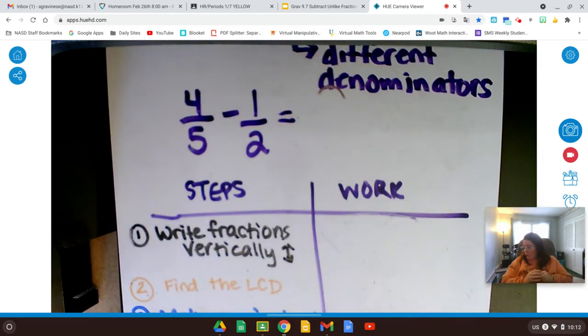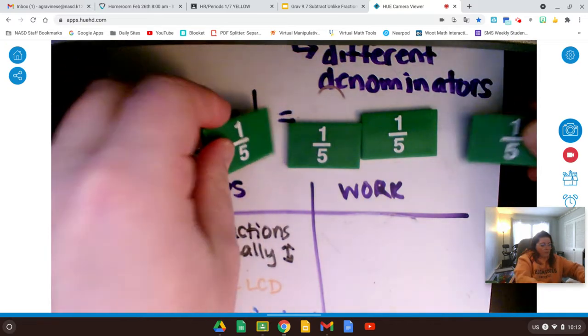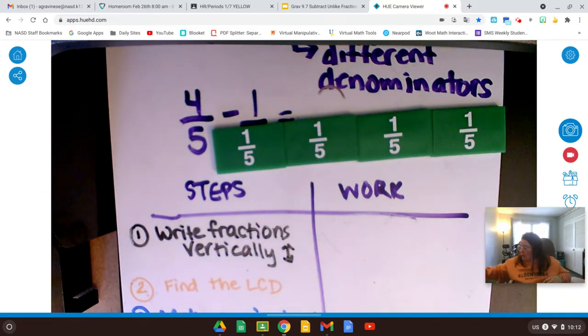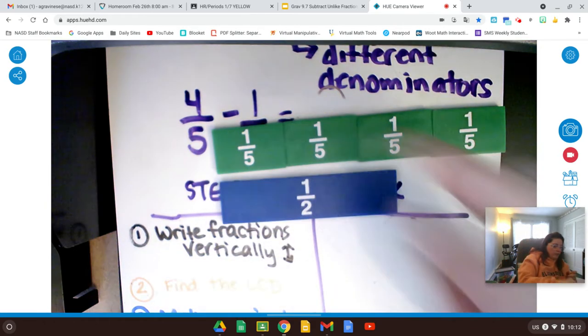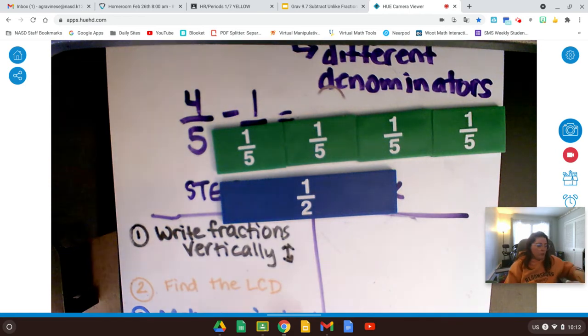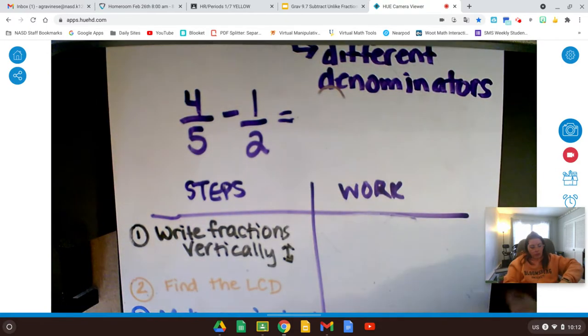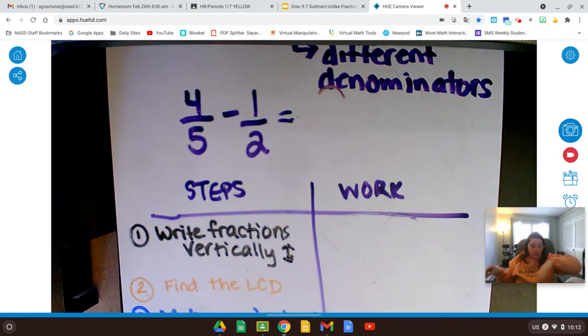Okay, and remember, you can always, always, always use fraction tiles to help you understand a problem. So if I have 4/5, okay, here are 4/5, and I want to subtract 1/2. You can see they're not the same color, they're not the same size because they have different denominators. And that's why we cannot just subtract 4 minus 1. It doesn't work that way because we're not subtracting the same thing. Okay? So we need to follow our steps so that we can find a common denominator, and then we can subtract.